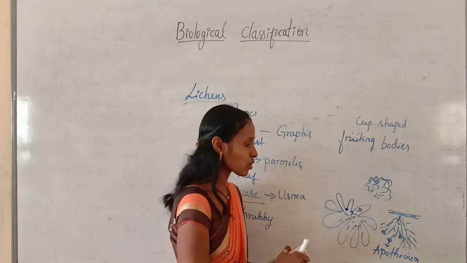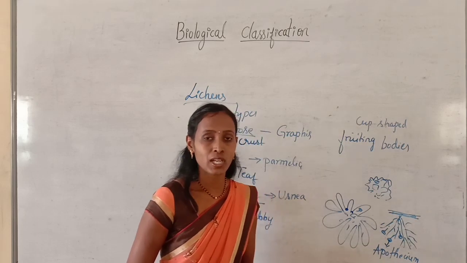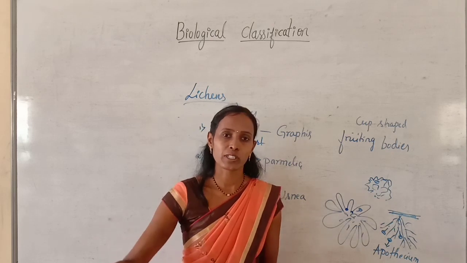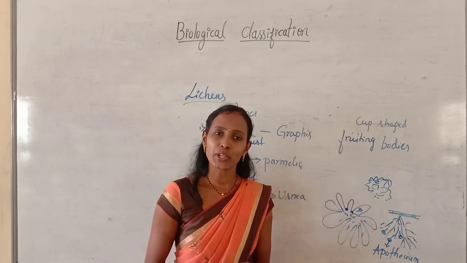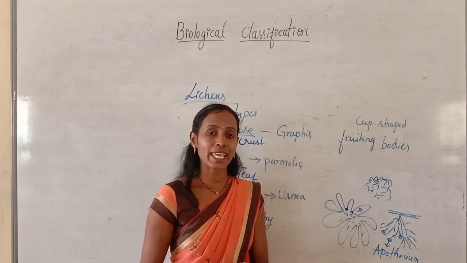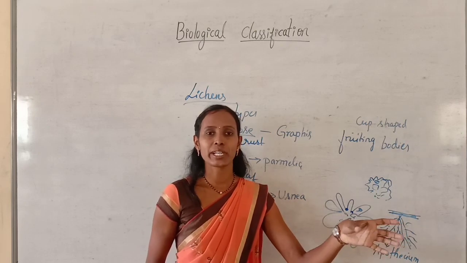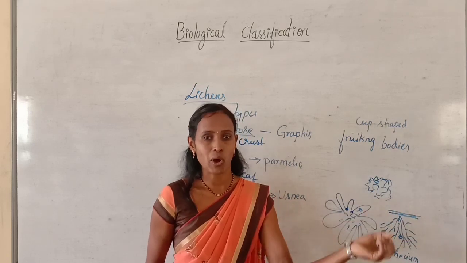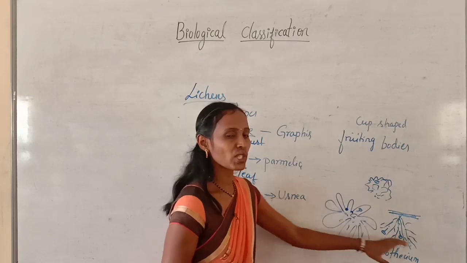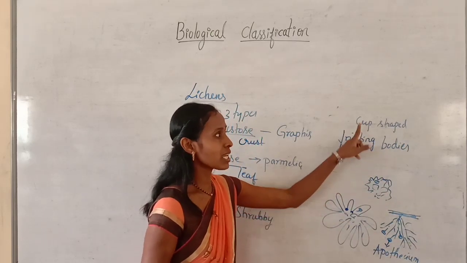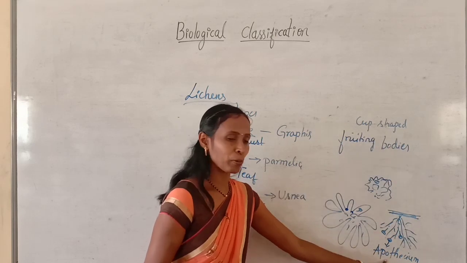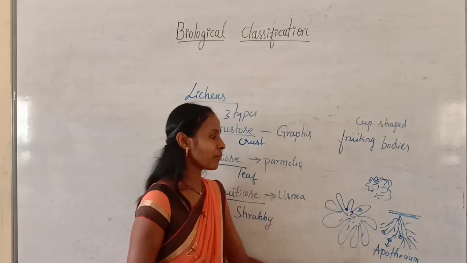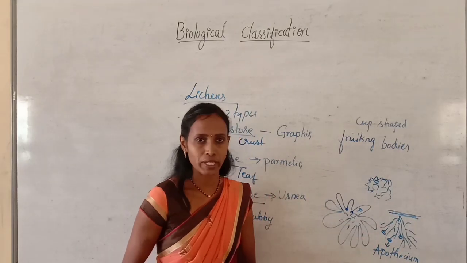So what is the importance of this apothecium? The apothecium contains spores. When the spores fall on a suitable substratum, they can develop into new lichens. That is important. Like in fungus, like in mushroom, you have studied different types of spores. When spores fall on a suitable substratum, they develop into a new organism. Similarly, lichens have cup-shaped fruiting bodies called apothecium, and they contain spores, which can develop into a new organism.